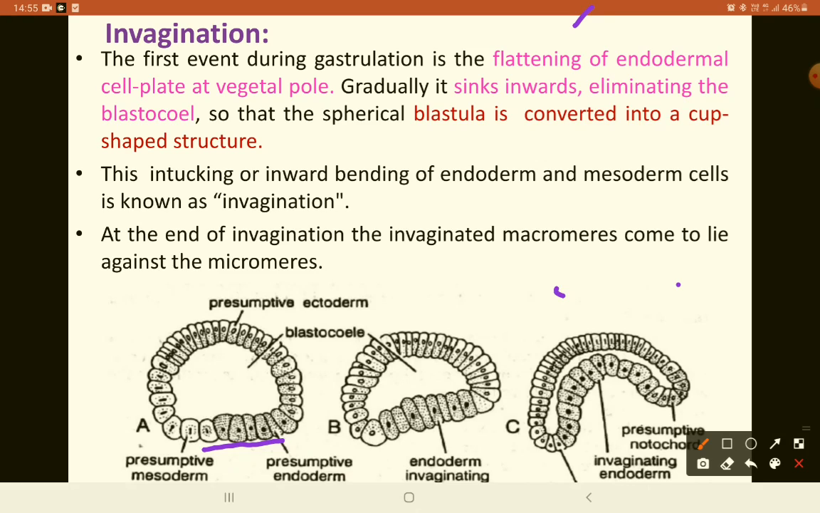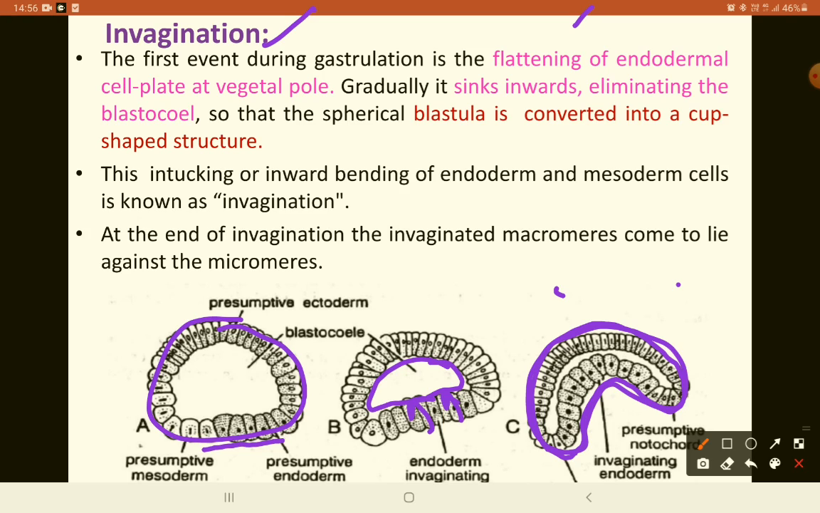Then what happens? Gradually it sinks inwards. Here you can see it is moving inward like this. It is sinking inwards. And when this sinks inward slowly, the cavity, the blastocoele, recedes. When the blastocoelic space starts receding, the blastula gets converted into a cup-shaped gastrula. From this shape it has been converted into a cup-shaped structure. This in-tucking or inward bending of the endoderm is what we call invagination.